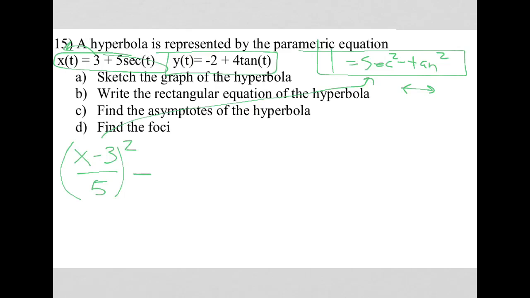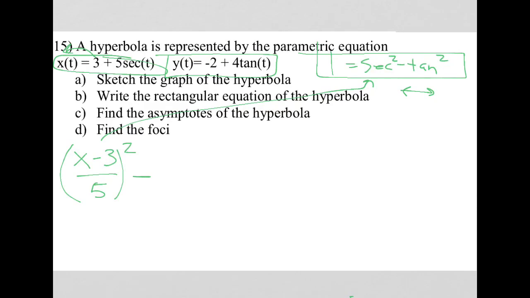So the y, I'm going to do the same way. I'm going to solve for tangent of t. So I'm going to add 2 to both sides. So I'm going to get y plus 2. I am going to then divide both sides by 4, and then I'm going to square it. So I can plug it straight into that piece right there, and that equals 1. And there you have the equation in rectangular form.